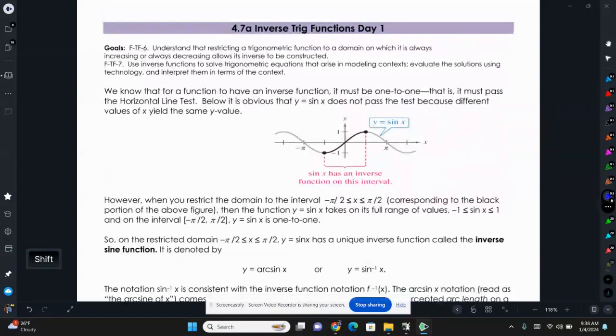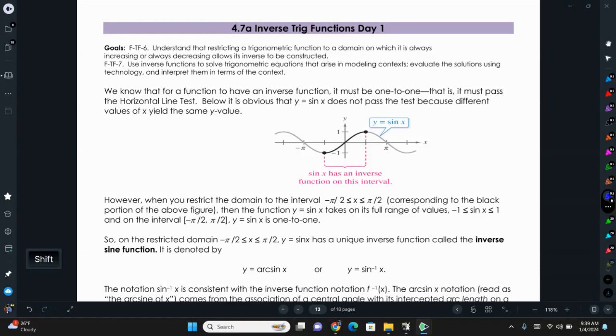So in 4.7, we're going to be talking about the inverse trig functions. And remember back, we talked about inverses. The essential rule was that we were switching the x and y values to get the inverse. Now we also need to combine that with the definition of a function where the function passes the vertical line test.